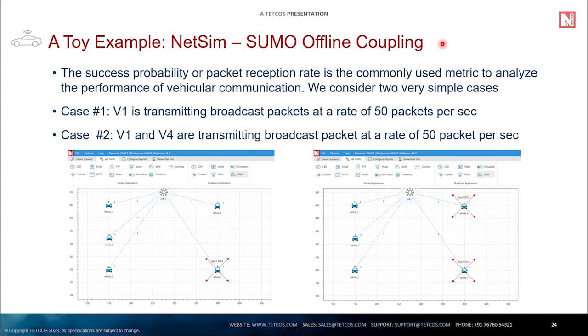Packet delivery ratio or PDR is a commonly used metric to analyze the performance of vehicular communication. It is defined as the probability that a vehicle can successfully receive a packet from a broadcasting entity. As a toy example, two cases are considered. In case 1, one vehicle, vehicle 1, broadcasts basic safety messages at a rate of 50 packets per second. In the second case, two vehicles, vehicle 1 and vehicle 2, broadcast BSM messages at a rate of 50 packets per second.